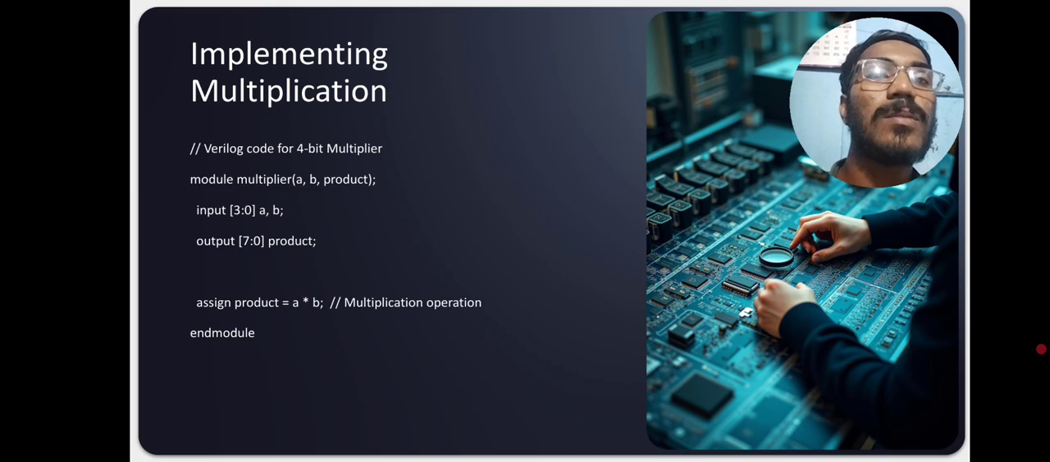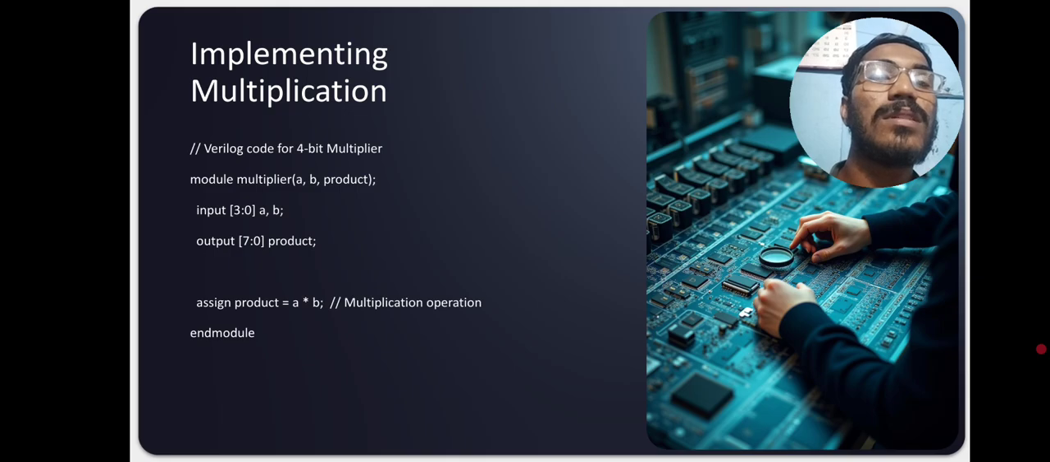The inputs are a, b from 0 to 3. The output is from 0 to 7, which we have increased. Now we are assigning product as a into b. The a star b, the star also called the multiplication symbol, is a multiplication operation. At last we are doing the end module.